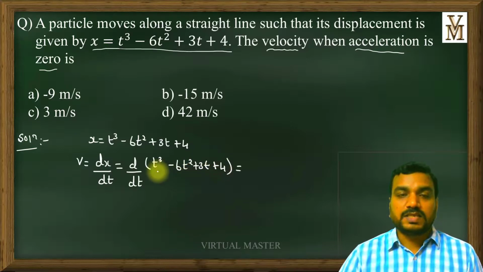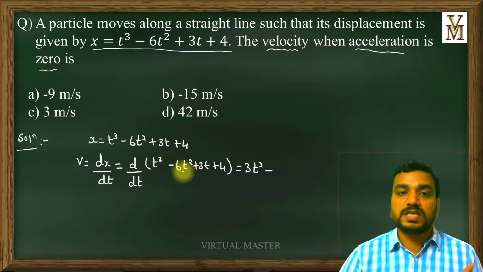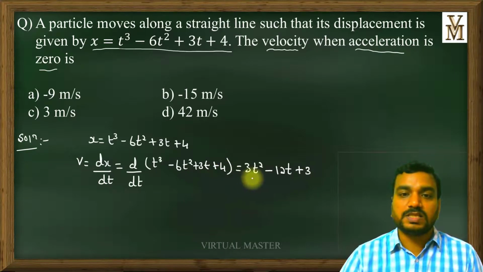Okay, the differentiation of t cube is 3t square, and minus 6t square is given, right? 6 is a constant and differentiation of t square is 2t. So 2 into 6 is 12, 12t. Okay, the differentiation of 6t square is 12t, plus differentiation of t is 1. So differentiation of 3t will be equal to 3 and differentiation of 4 is equal to 0. Okay, now this is the equation for the velocity of the object.